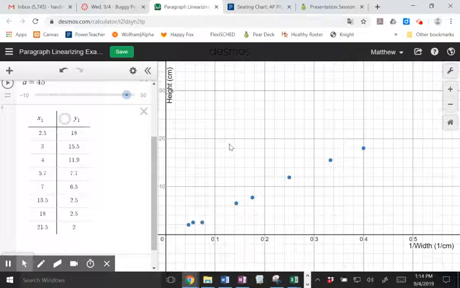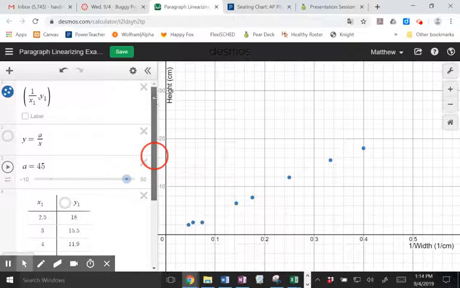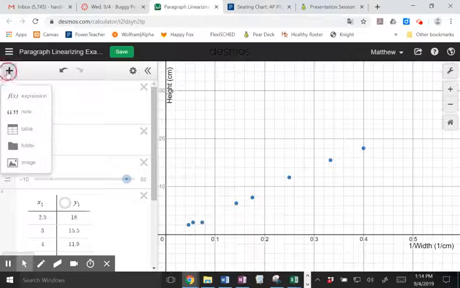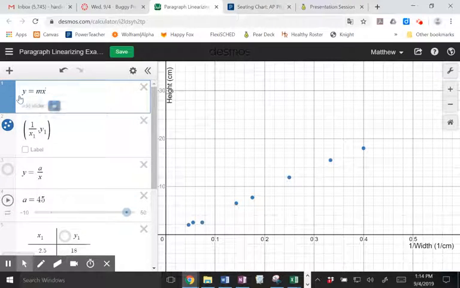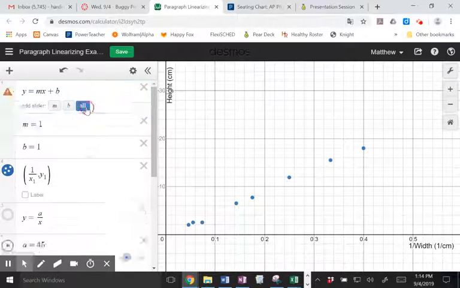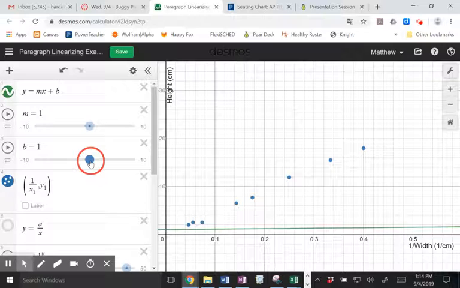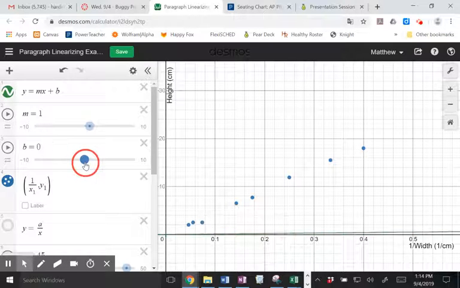And it looks pretty linear. Okay, so we kind of used the original form of the equation to guide what the linear form would look like. So now I can go up here, add an item, add in an expression: y equals mx plus b. And I do want to add sliders for all those things. And I'm going to guess that b is 0.